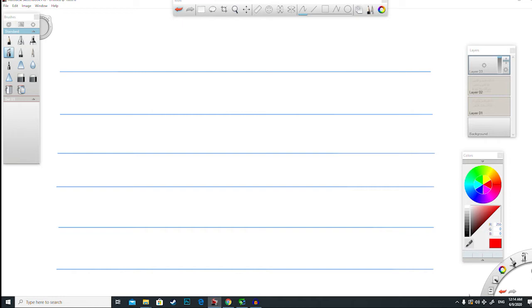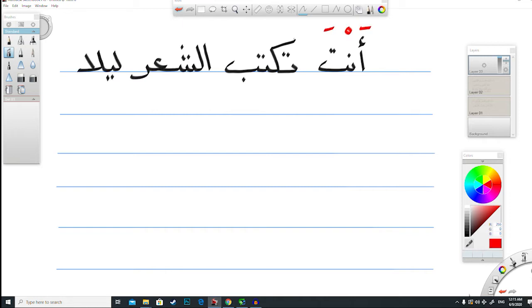And we'll start with the present tense for the second person. The pronoun will be included. The example is anta, which means "you" for singular masculine. تكتب, write. الشعر, poetry. ليلا, at night. تكتب here is in the present tense, and it is for the second person singular.